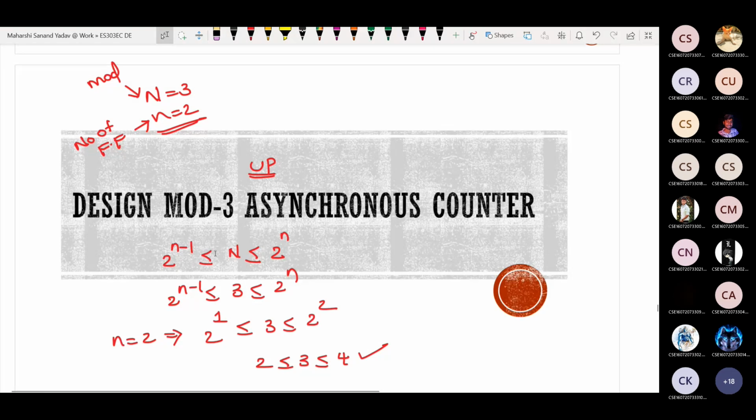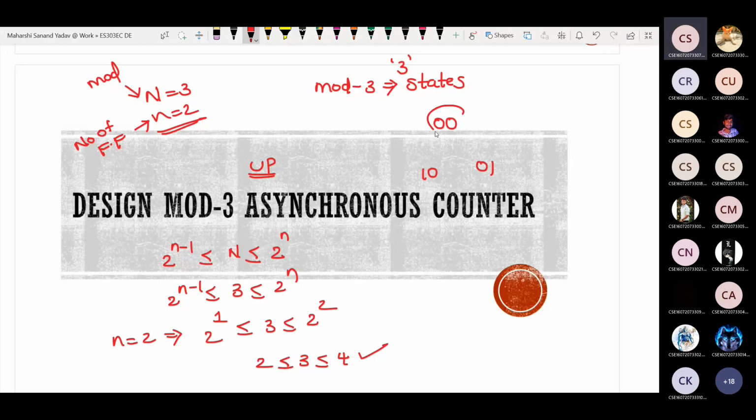Mod 3 means how many states will be there? 3 states. What are they? 0 0, 0 1, 1 0. Should I take 1 1? No, 1 1 is not needed. So whenever there is a 1 1, you need to clear. Clear or reset, so in order to clear and reset, use the cases which I have explained above.